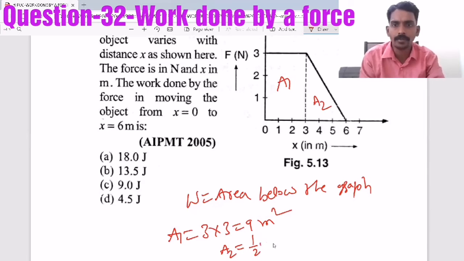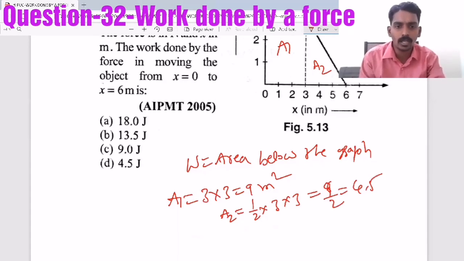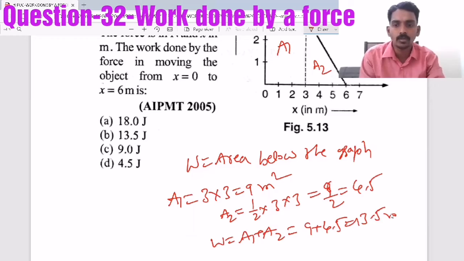And A2 is half into height, which is 3, base is 3. So 9 by 2, that is 4.5. So the answer is total work done, meaning total area A1 plus A2, that is 9 plus 4.5, that is 13.5 joules.